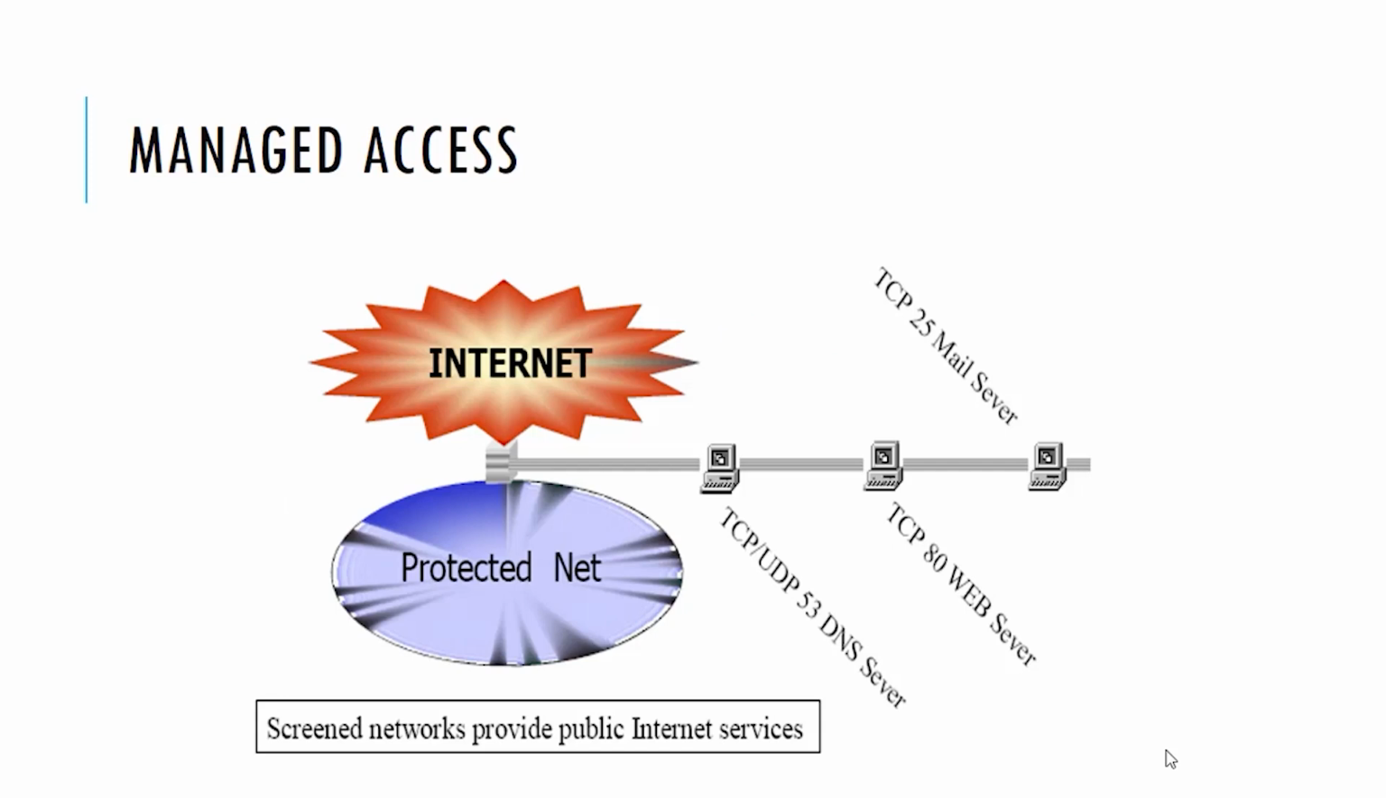Let's have a look at managed access. If we have a network that is composed of my protected net and the internet, you should think of allowing only connections on port 25 of type TCP to your mail servers. Allow connections only of type TCP and port number 80 as destination port to your web server. Allow connections either TCP or UDP and port number 53 to your DNS server.